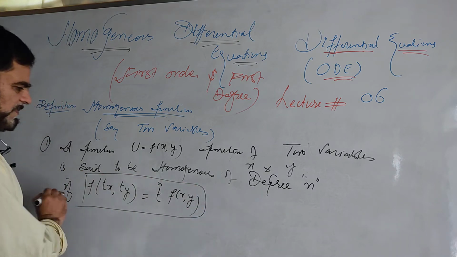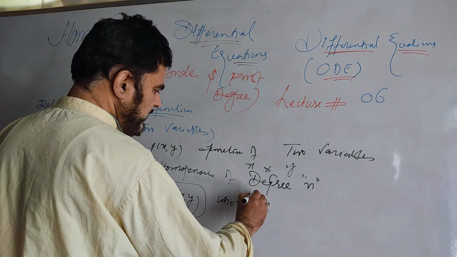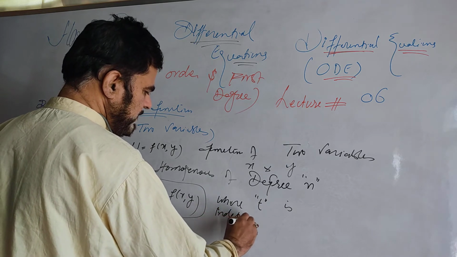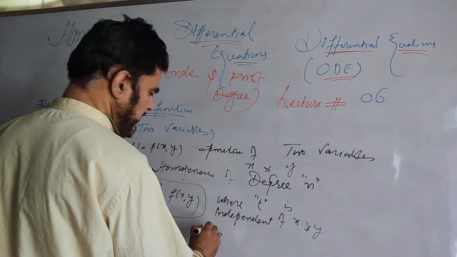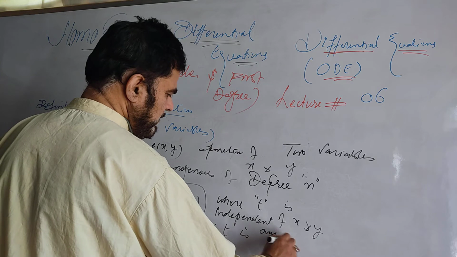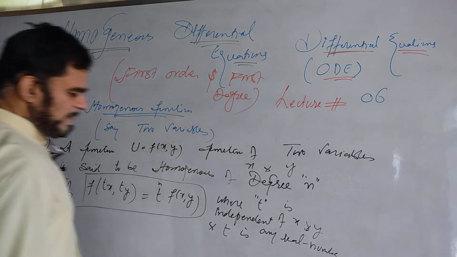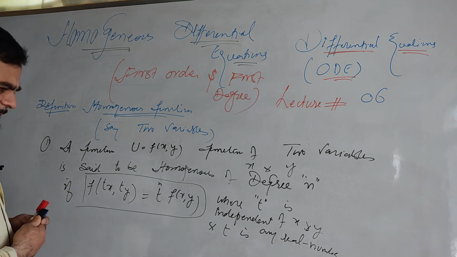What is t here? t is independent of x and y, and t is any real number. It is independent of x and y, but t is a real number. This is one definition of homogeneous. You can define it in this way also.